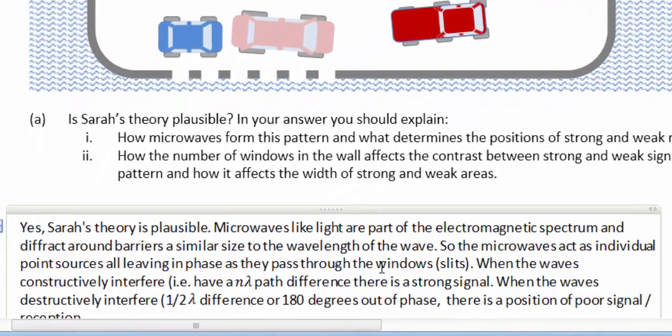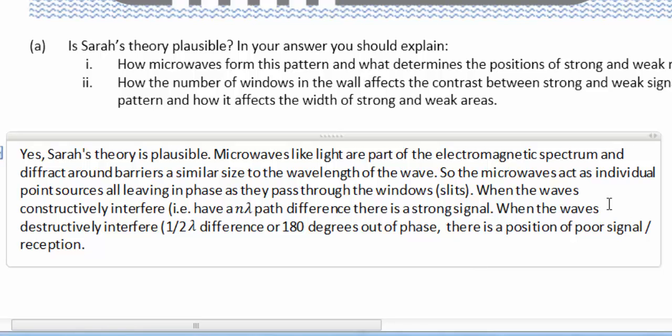As the waves come out, they're more or less in phase, and so they can interact with each other. When the waves constructively interfere, i.e. have a path difference of n lambda, so they're 1 wavelength, 2 wavelengths, 3 wavelengths, 4 wavelengths different, there's a strong signal. They're in phase essentially. When they destructively interfere, like they have a half wavelength, or 3 over 2 or 5 over 2 path difference, or 180 degrees out of phase, then that is a position of poor signal or weak reception. So that answer there is worth an excellence.